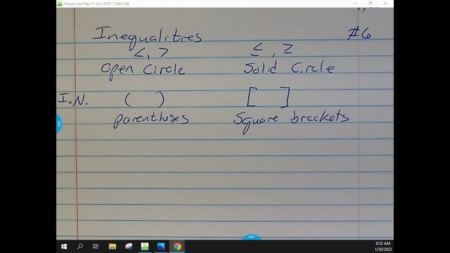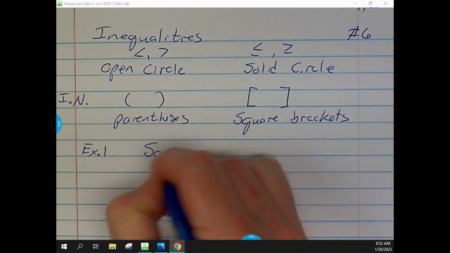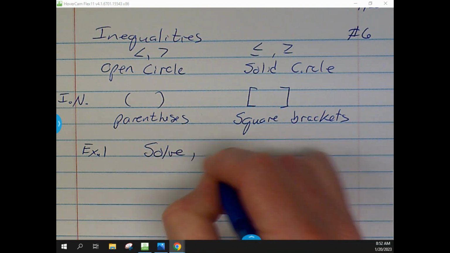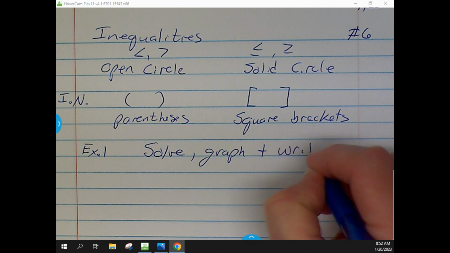So we're going to put all the pieces together for this one. We're going to solve some inequalities, graph them, and write them in interval notation. So we're solving equations, but now we're throwing in the inequalities. We're still going to graph it and do some interval notation, so we're still practicing all the things we were doing last week. We're going to solve it, graph it, and then write the answer in interval notation.